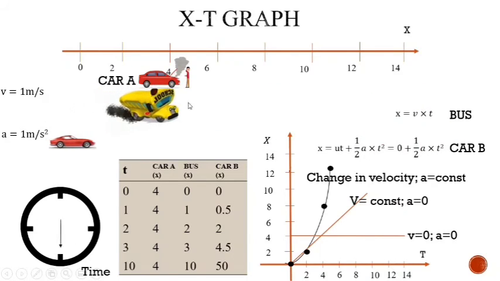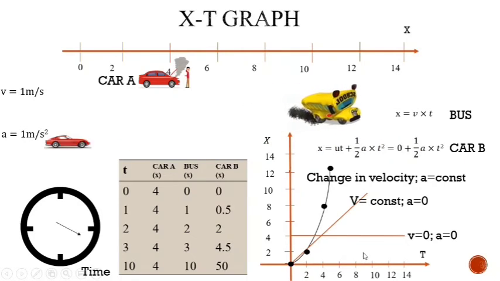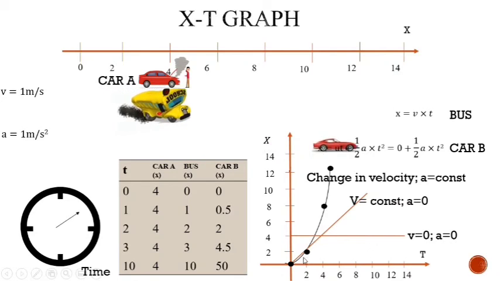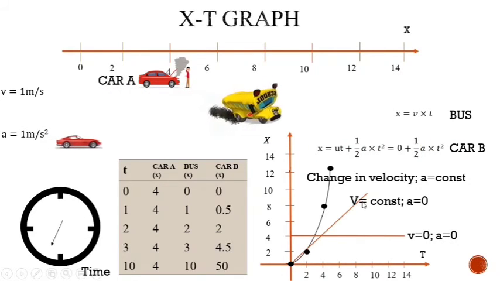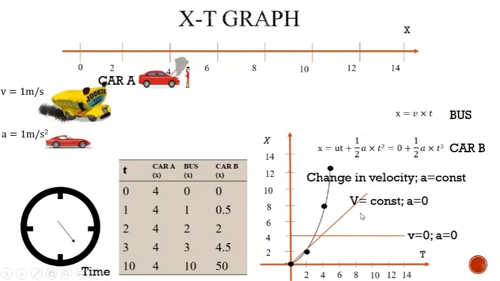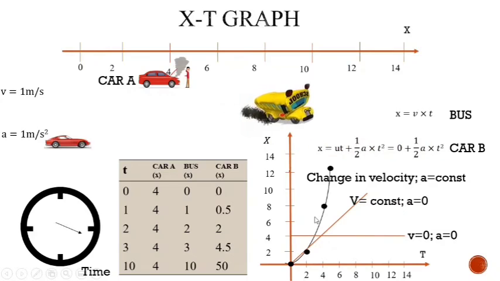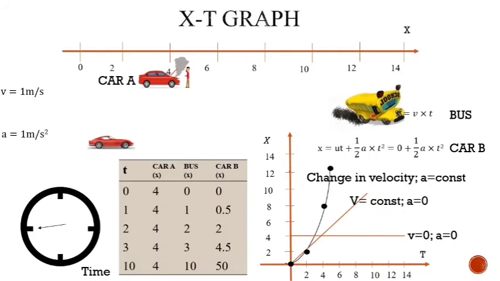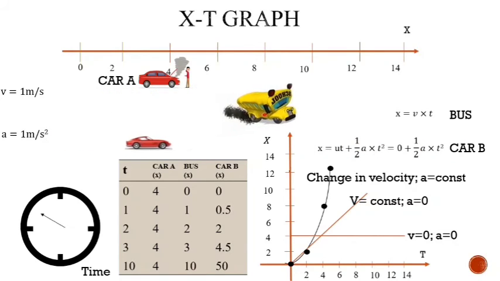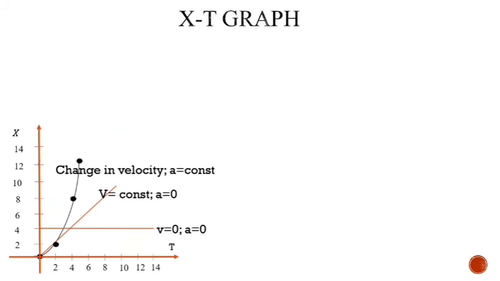Whatever may be the examples of the moving bodies, we should remember these different natures of the graphs. That means a horizontal line will indicate zero velocity and zero acceleration, whereas a straight line will indicate the uniform motion. In that case, acceleration will be zero, velocity will be constant. And in a curve, you can say that change in velocity will be there and acceleration will be constant for second degree equations. To summarize our conclusions, you should remember this particular thing.